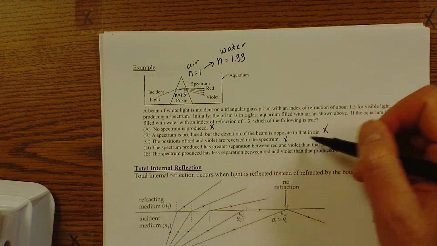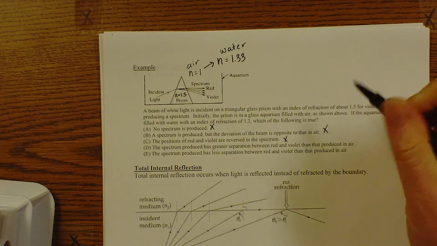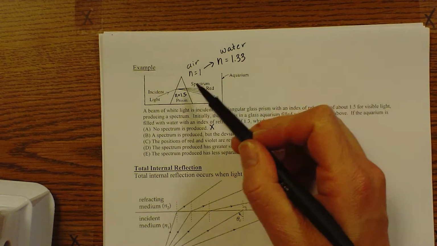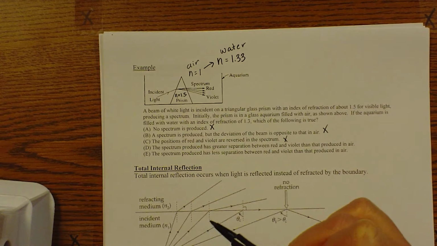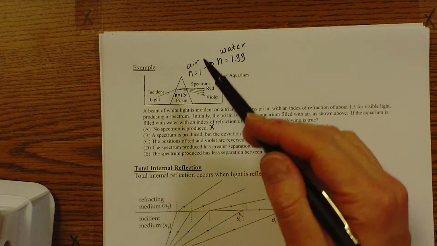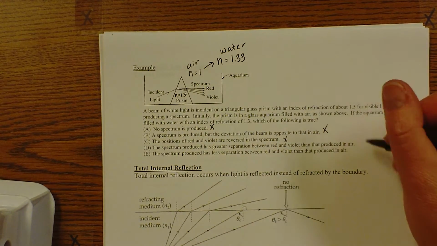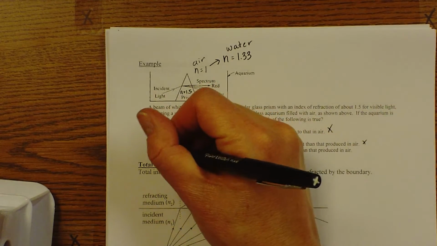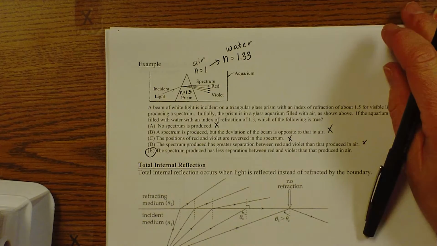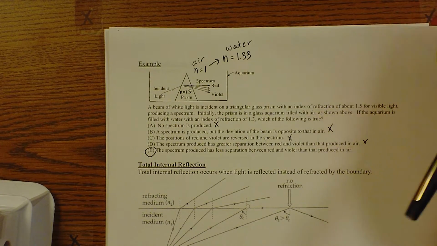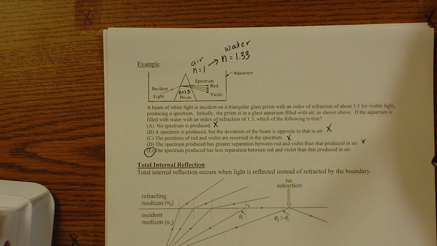In order to have a greater separation, we would need to have a bigger difference between our indices of refraction. But what's happening here is we're going to a smaller difference between our indices of refraction. So the correct answer here is E. The spectrum produced has less separation between red and violet than that produced in air.